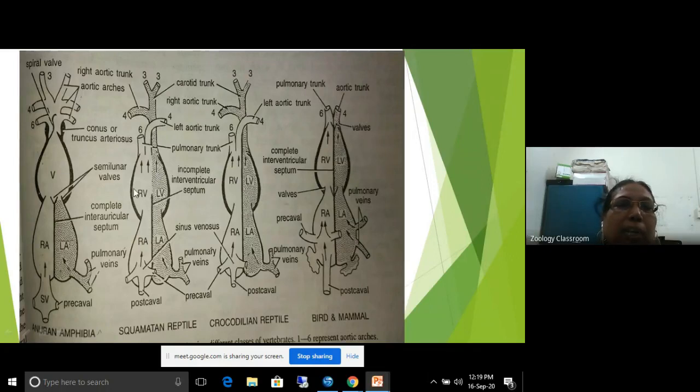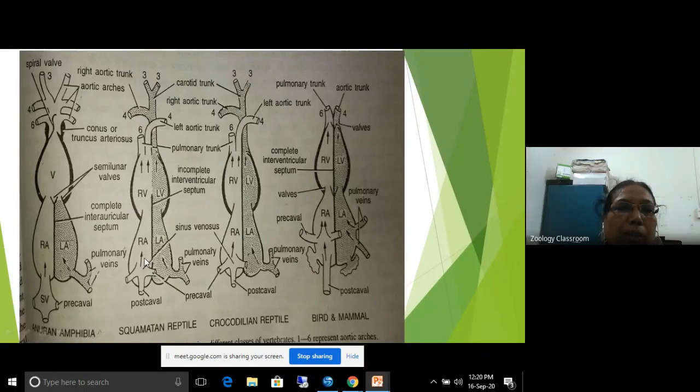So then there is also mixed blood supplied. So this is the pulmonary trunk. The pulmonary trunk opens through the right ventricle, and this collects impure blood. And there is also a right aortic trunk. This right aortic trunk collects pure blood, and this left aortic trunk collects blood from the right ventricle, and this mixed blood is supplied to all body parts.